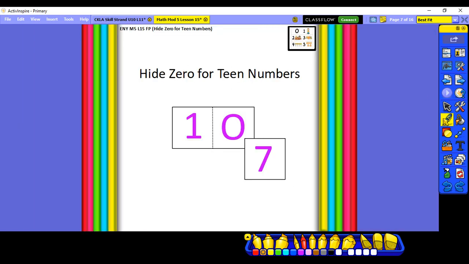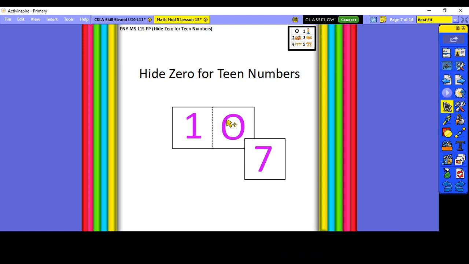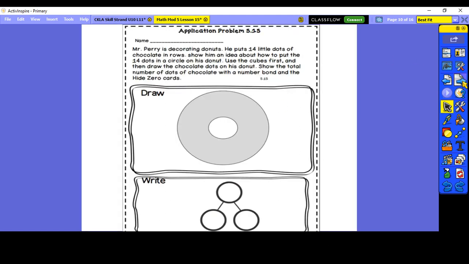Now we're going to use our hide zero cards to make our amounts. First we'll say the Say 10 way, then we'll hide the zero to make the teen number. If I say 10, 7, 17. 10, 6, 16. 10, 5, 15. Great job playing hide the zero.